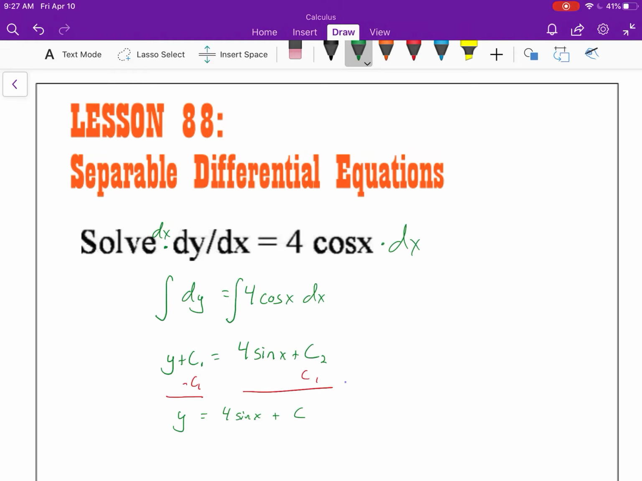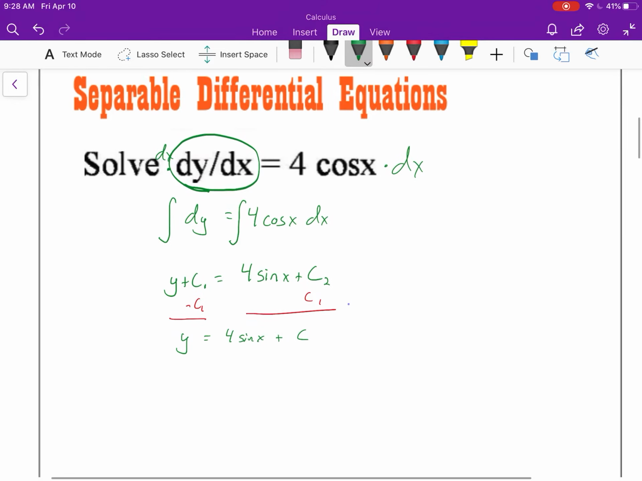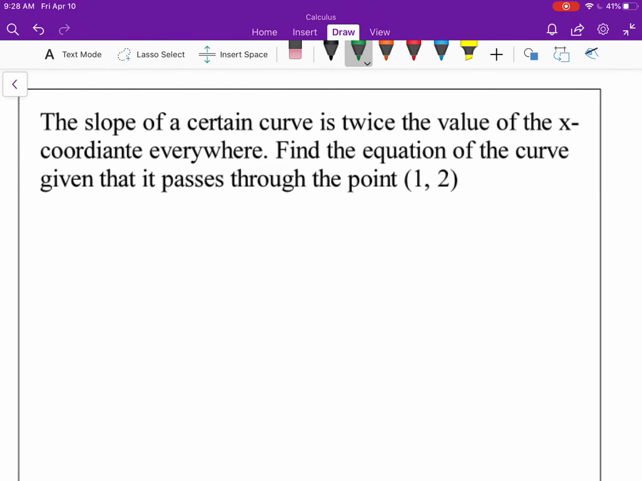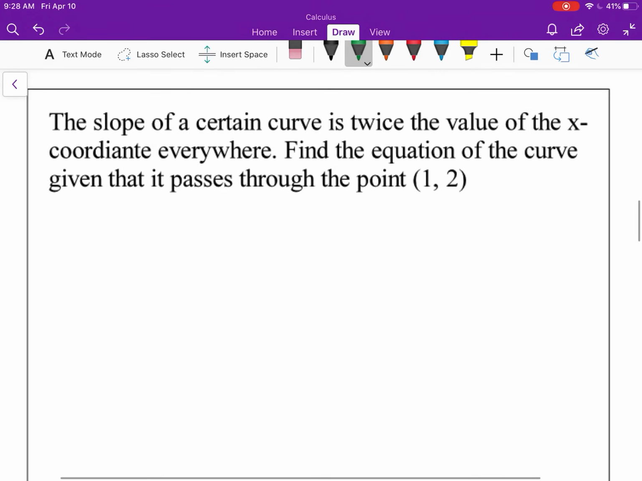And we've done this before when we think through integrals. If we knew the derivative of something was 4 cosine of x, we would have known we could anti-differentiate and find out that the original was 4 sine of x plus c. Moving on to the next one, written a little differently, but it's going to be the same idea.